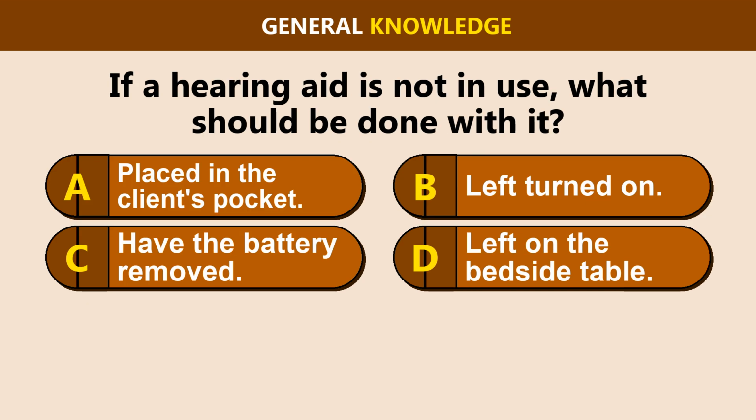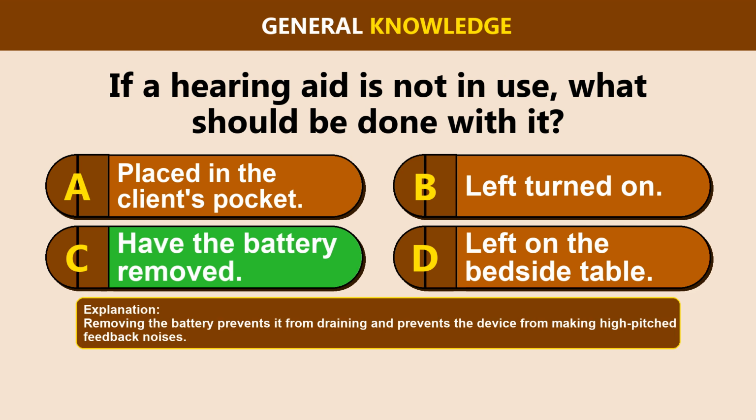Question 34. If a hearing aid is not in use, what should be done with it? Option A, placed in the client's pocket. Option B, left turned on. Option C, have the battery removed. Option D, left on the bedside table. The correct answer is option C, have the battery removed. Removing the battery prevents it from draining and prevents the device from making high-pitched feedback noises.